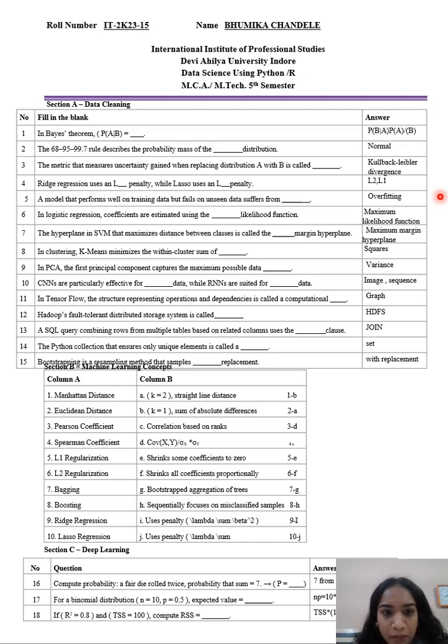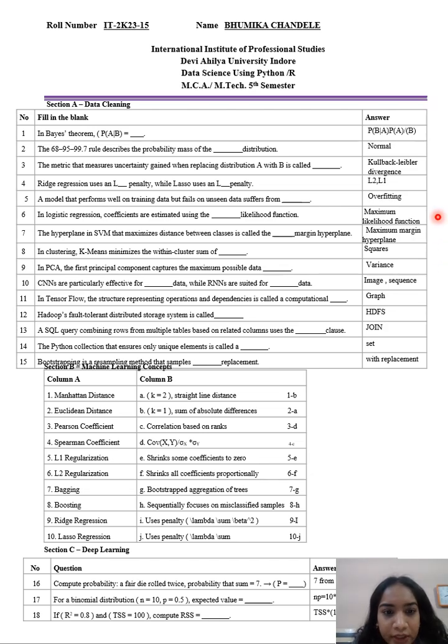Fifth question: a model that performs well on training data but fails on unseen data suffers from dash. The answer is overfitting, because when a model fits training data very well but fails on new data, it learned noise instead of the true pattern.